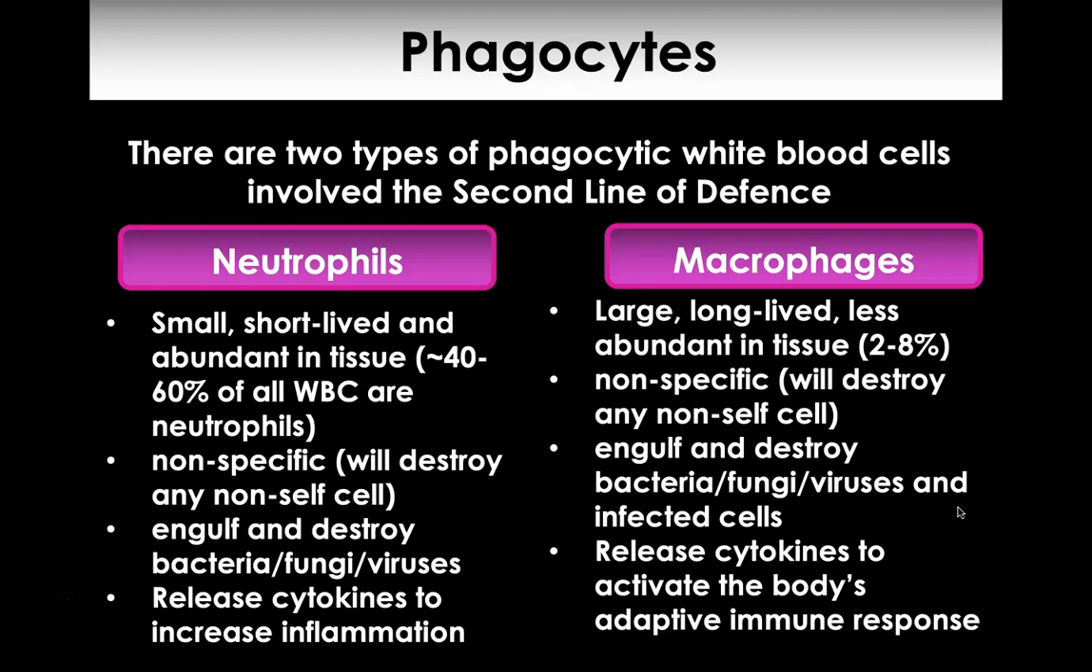They're also non-specific. They will only recognize the difference between self cells and non-self cells, and they will destroy the non-self cell. They too release cytokines to activate the body's adaptive immune response. So macrophages have two jobs. They have the job, just like the neutrophils, to engulf and destroy any bacteria, fungi, or viruses. They also engulf and destroy infected self cells that have already been infected by bacteria, fungus, or virus. But they also have a second job. Their second job is linked to the third line of defense, the adaptive immune response. And we'll talk about that in a moment.